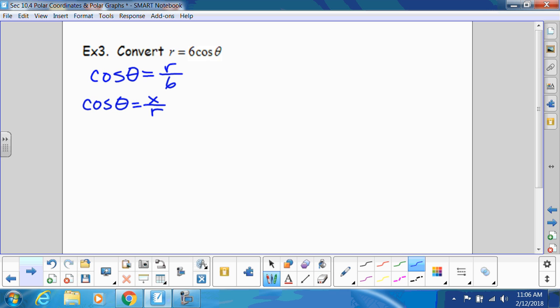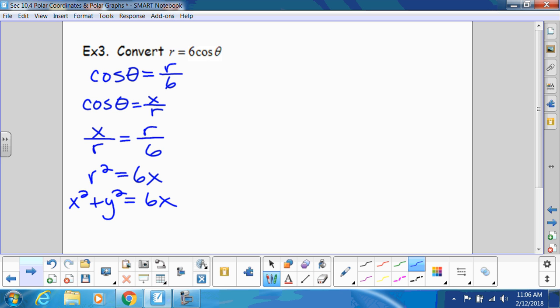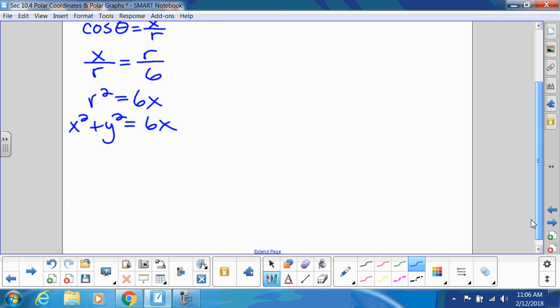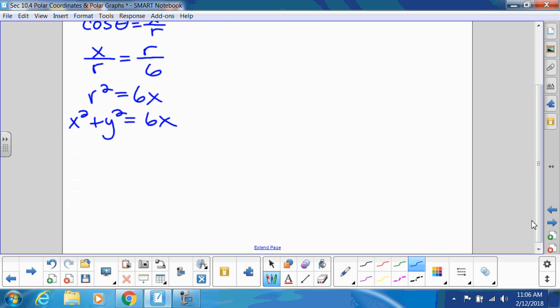So if I set those equal, I would have x over r is equal to r over 6. Cross multiply, and I have r squared is equal to 6x. And we already know r squared is the same thing as x squared plus y squared. Now what do I do with this? We're more familiar if it looks like a conic. So let's move that 6x over and complete the square.